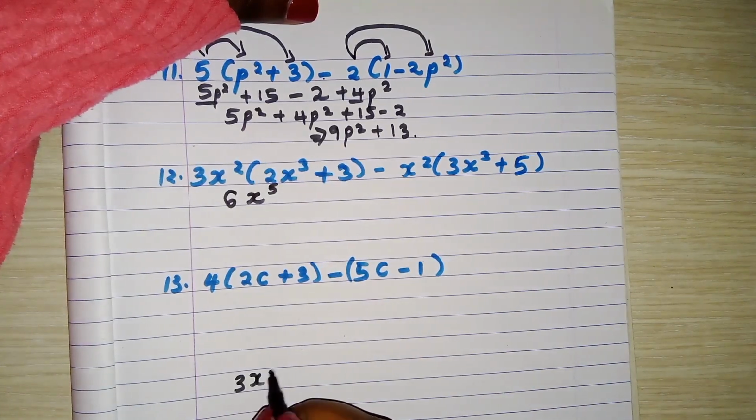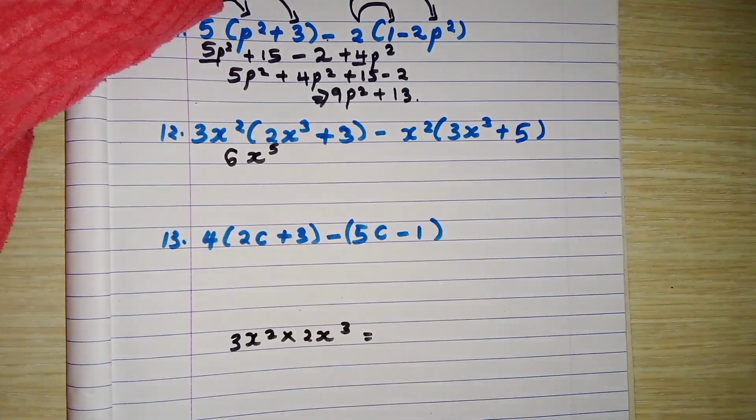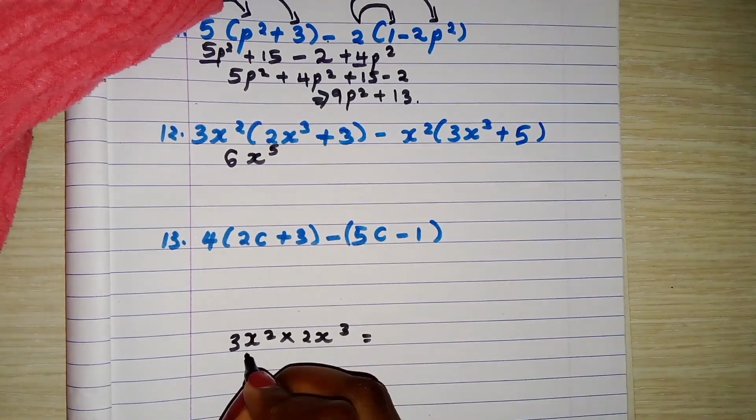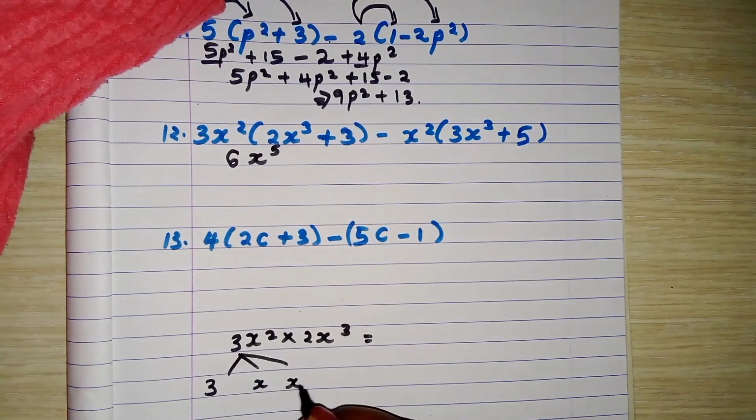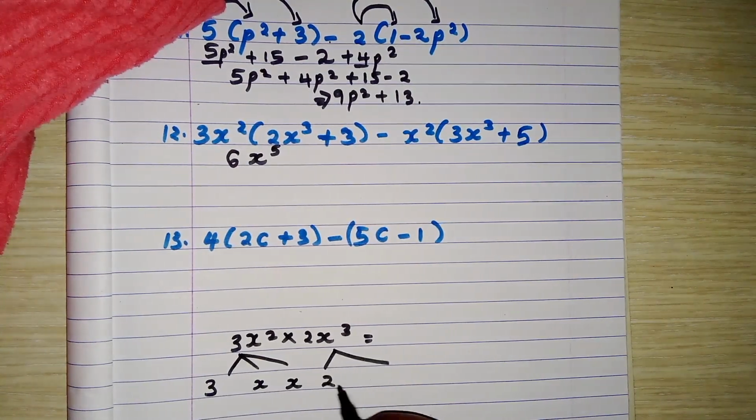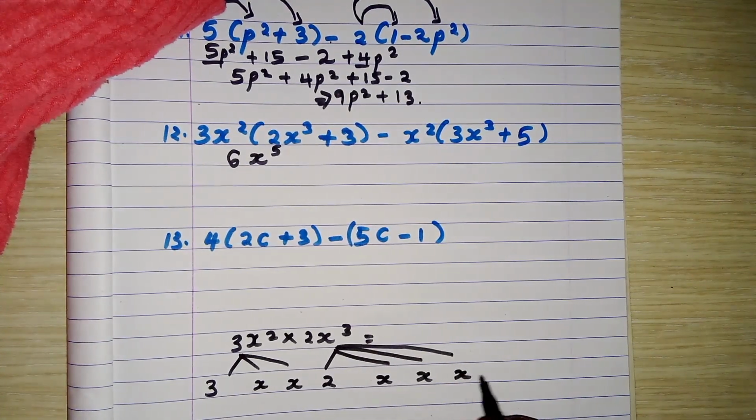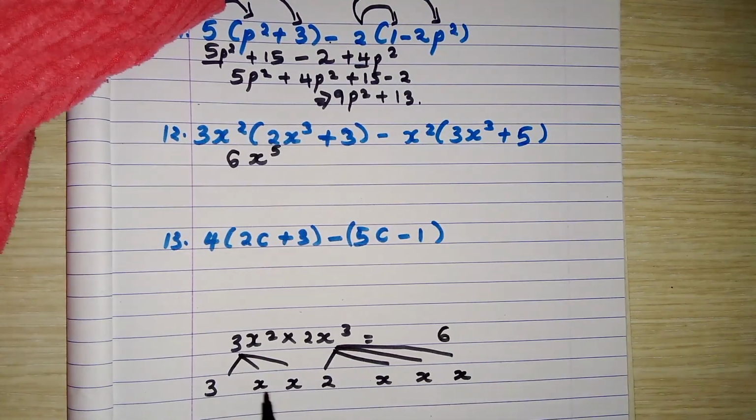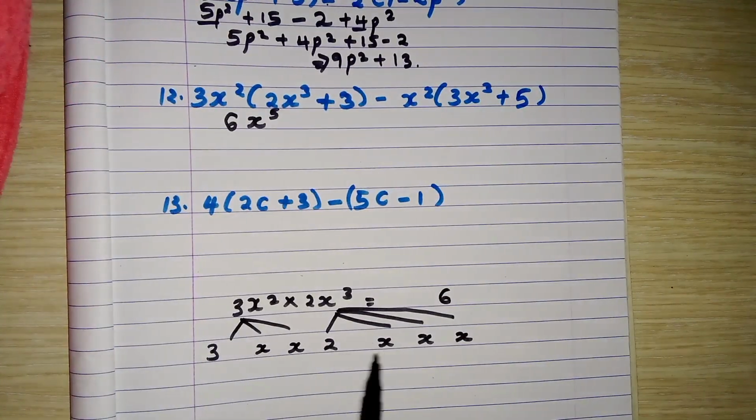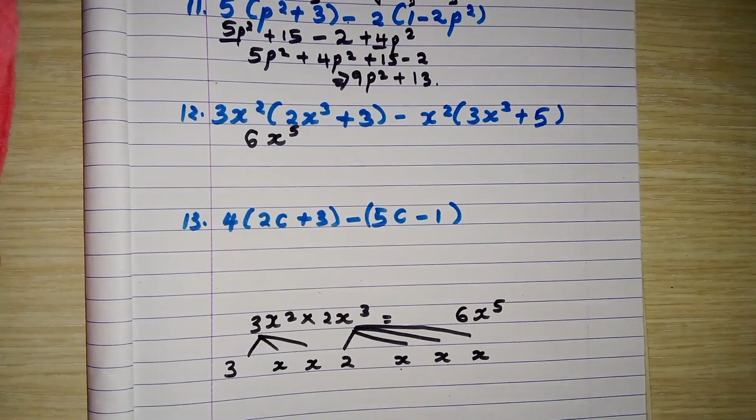So we have 3x squared times 2x power 3. If you are to expand this question, this one is the same as 3 times x times x, and this one is the same as 2 times x, x, x. How many x's? 3. So 3x squared and 2x power 3. So 3 times 2 is 6. And then how many x's do you see? 1, 2, 3, 4, 5. So that's why we are adding the powers. But you can check the video on indices, where I've explained more.